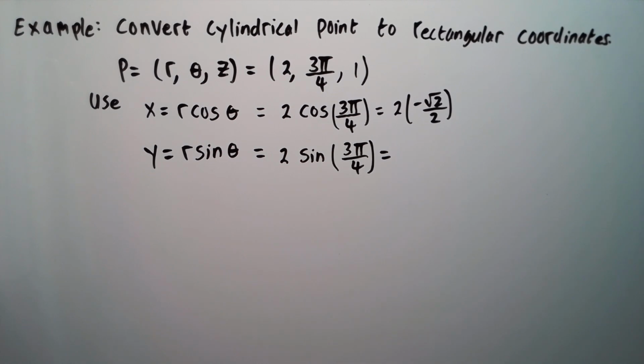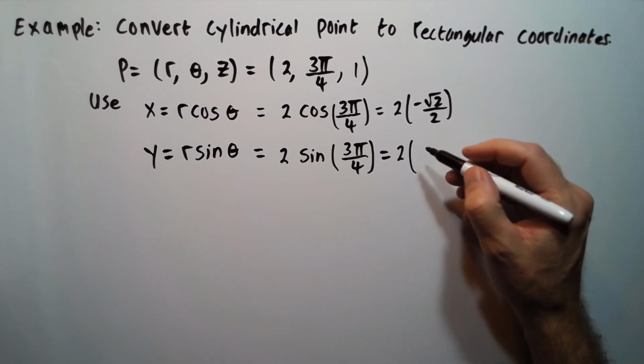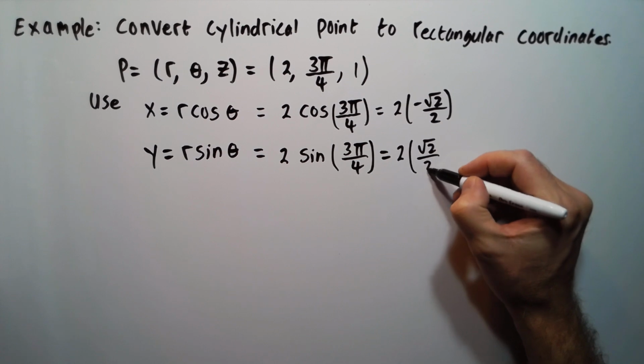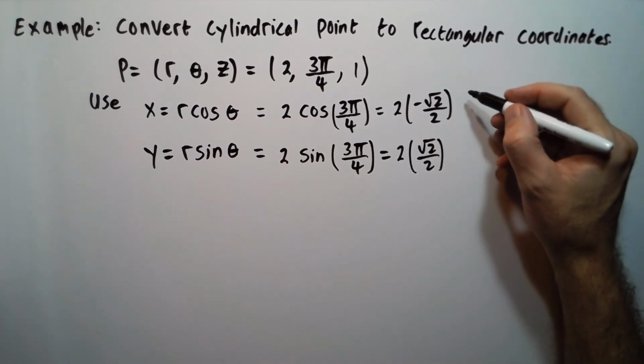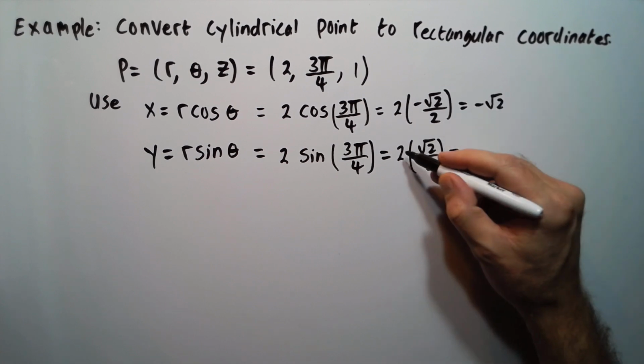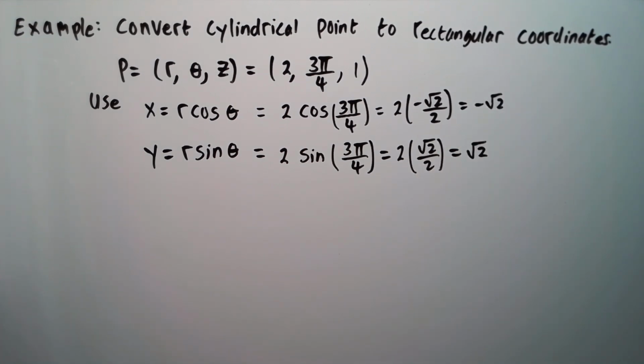In the second quadrant, the sine is positive. The reference angle is pi over 4, and the sine of pi over 4 is square root of 2 over 2. The 2's cancel here, and we get negative square root of 2. The 2's cancel here, and we get square root of 2. So we found the x and y.